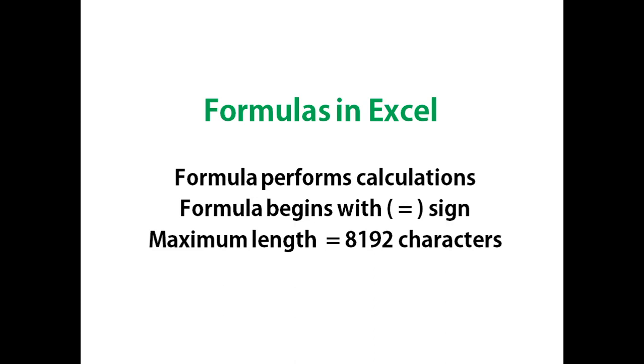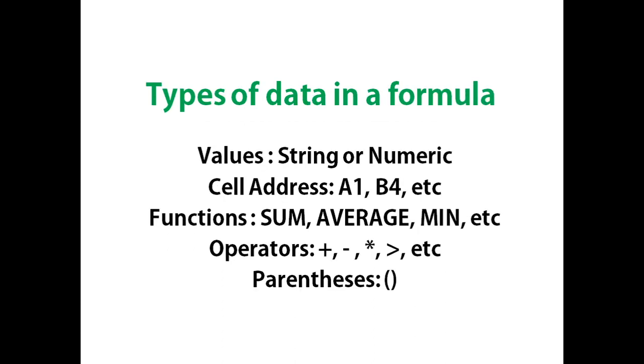Now, a formula in Excel can have the following kinds of data after the equal to sign. It can have values, both string or numeric, string meaning letters and numeric meaning numbers. It can have cell addresses like A1, B4. The cell address is the intersection of the row and column. It can have functions, which are predefined formulae designed to do a particular task. It can have operators like plus, minus, less than, greater than, which tell the system what kind of operation to perform. And lastly, it can have parentheses.